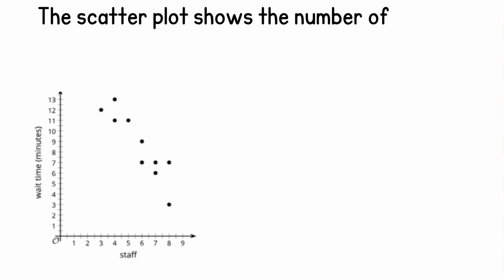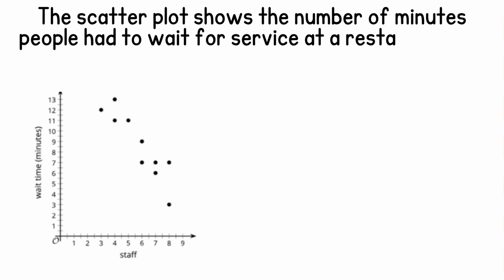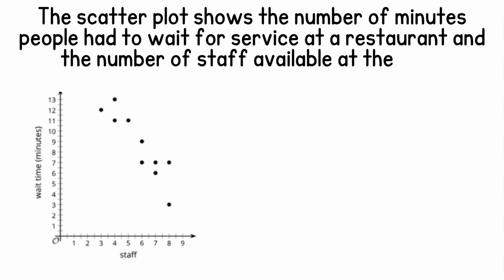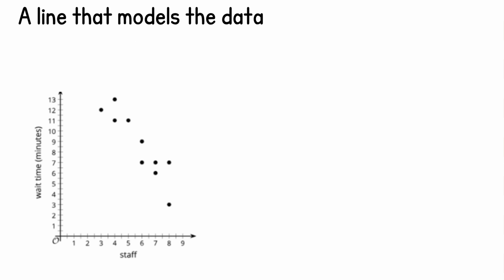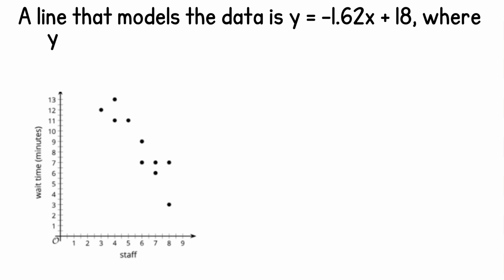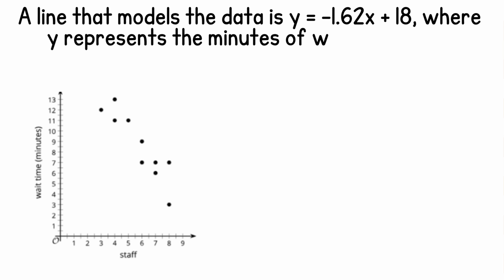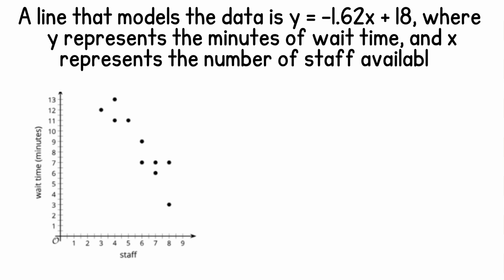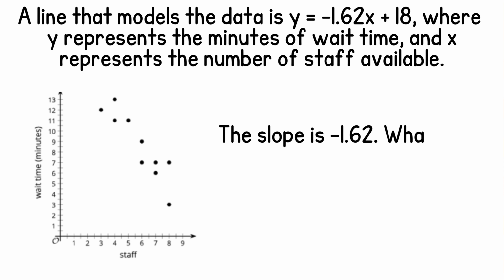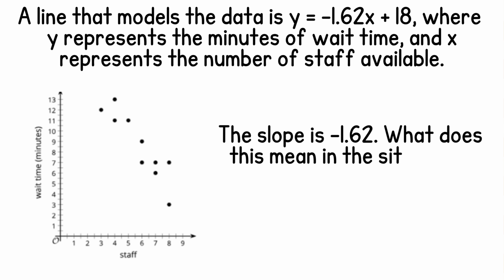The scatter plot shows the number of minutes people had to wait for service at a restaurant and the number of staff available at that time. A line that models the data is y equals negative 1.62x plus 18, where y represents the minutes of wait time and x represents the number of staff available. The slope is negative 1.62, but what does that mean in this situation?